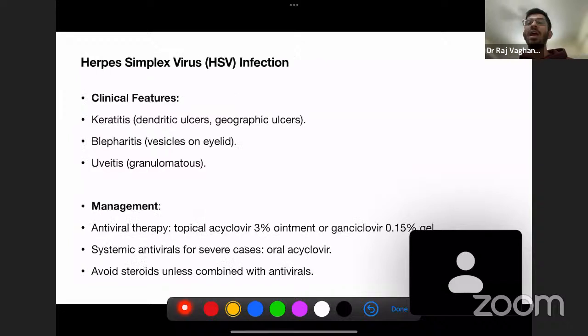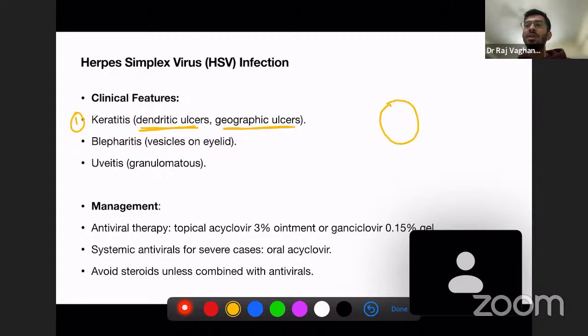Now, what is HSV infection? The clinical features of herpes simplex virus infection include keratitis. In keratitis, you can have dendritic ulcers on the cornea, or you can have geographic ulcers in the cornea. For example, this is your cornea, this is your pupil.